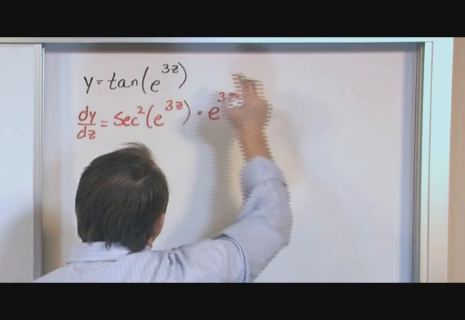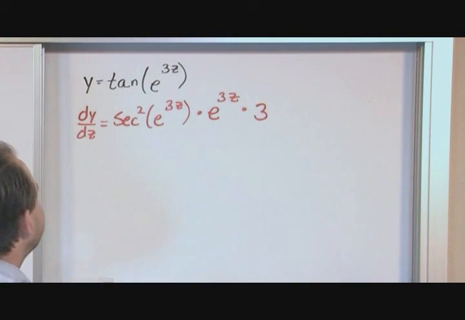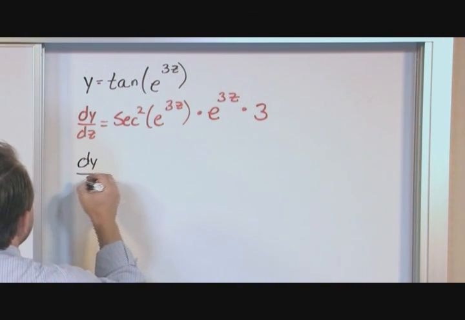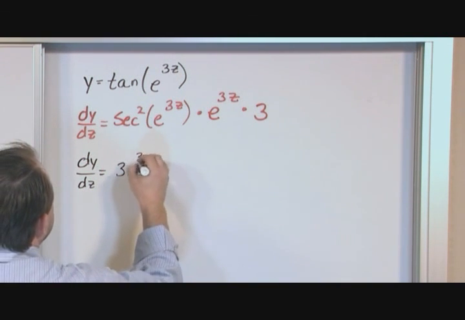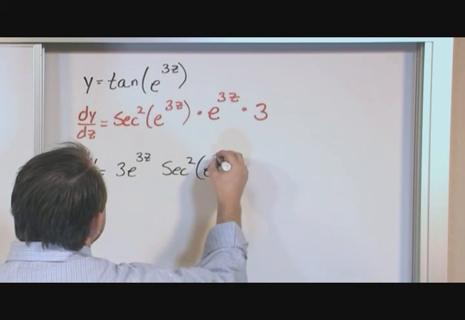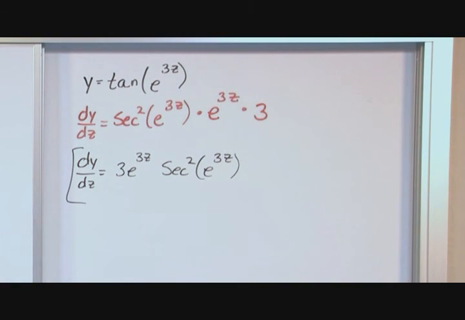What's the derivative of 3z? It's just 3. So you see, you keep going in, multiplying by derivatives layer by layer, until finally there's nothing else to take a derivative of. So dy/dz is equal to 3e to the 3z times the secant squared of e to the 3z. Right? And that is the answer.